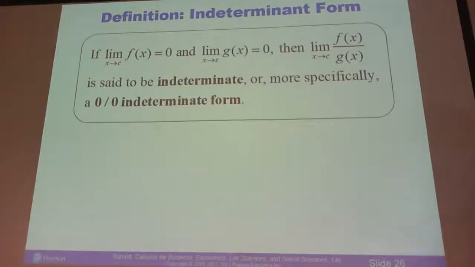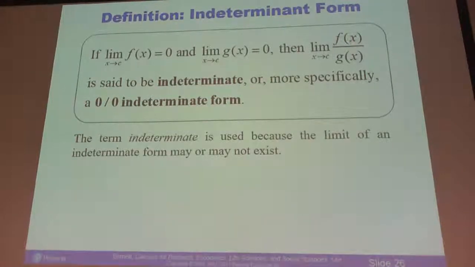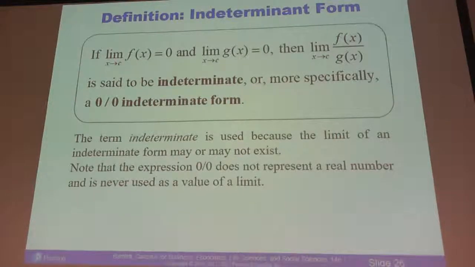If you get 0 over 0, that doesn't mean it doesn't exist. It may or may not exist. So if you get 0 over 0, don't stop there. That's an indeterminate, not sure what the answer is. You've got a little bit more work to do. And just because you get 0 over 0 doesn't represent a real number, and it's never used as the value of a limit.